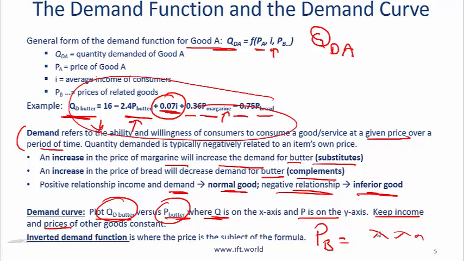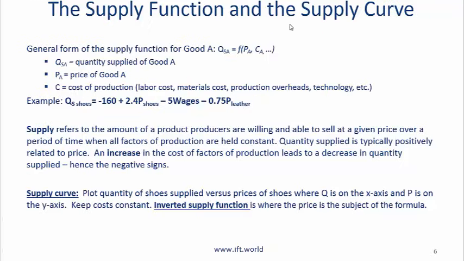The supply function and the supply curve. The general form of the supply function for good A is given here. So quantity supplied for good A is a function of, or depends on, price of A and then various costs. This is an example. The quantity supplied for shoes depends on the price of shoes, and there is a positive relationship, which means that if the price of shoes is high, then suppliers will be willing to supply more. And then there is a negative relationship with wages and price or cost of leather.